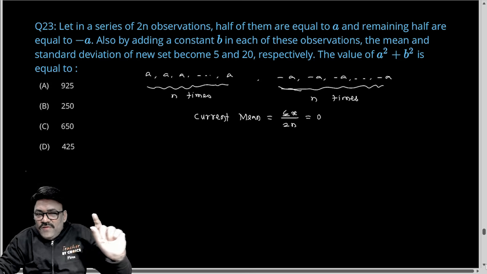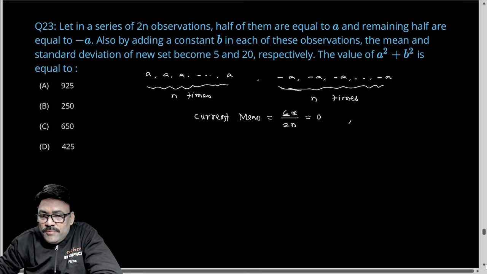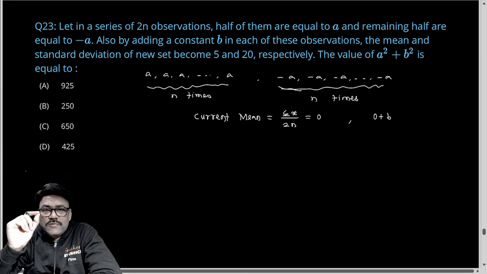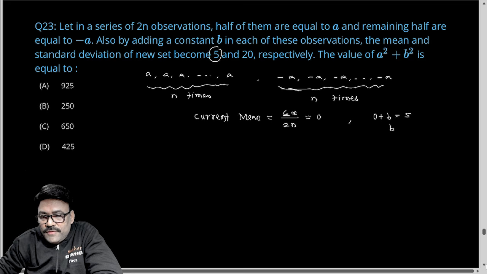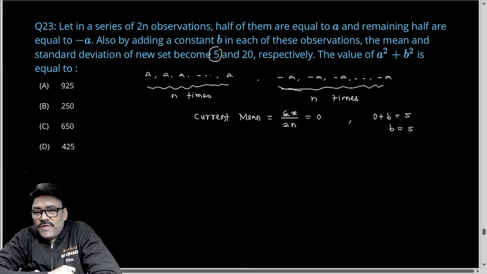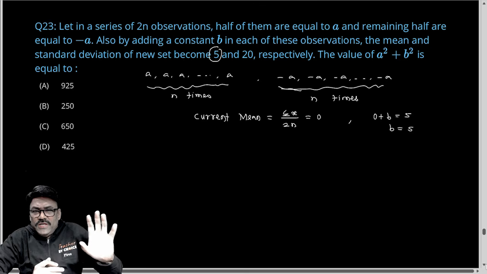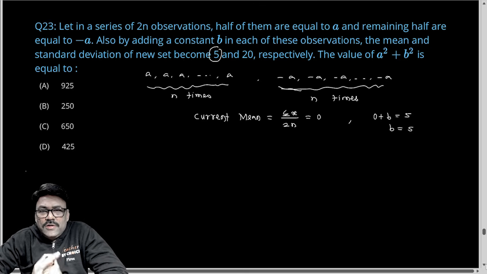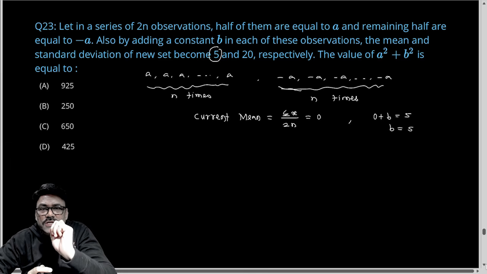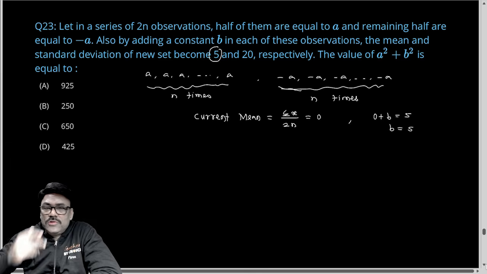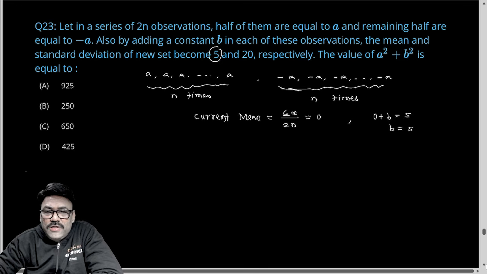Now, since you are increasing each observation by B, the new mean will be 0 plus B. When you increase each observation by B, the mean also gets increased by B. The new mean they have given is 5. So hence B must be 5. Now, when you increase each observation by a constant B, there will be no change in the variance. In fact, variance does not change if you increase each observation by the same quantity. So the current variance and the new variance will both be 20 only.